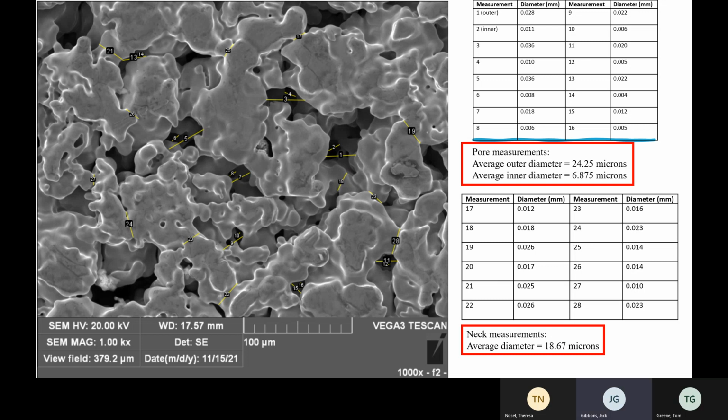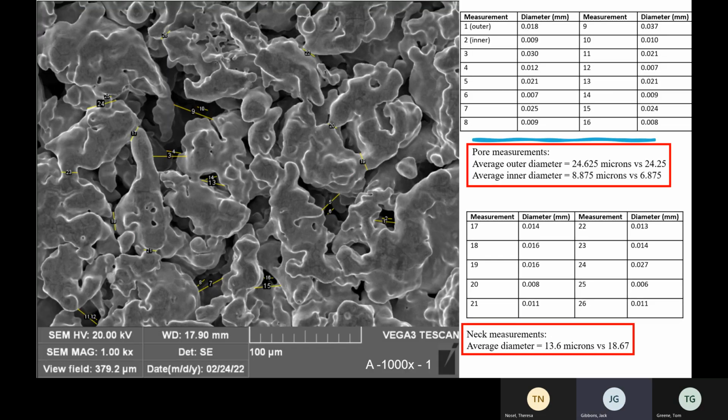Compare that to an undersintered sample at 200 degrees below the control temperature. We had a similar average outer diameter, but the average inner diameter was 2 microns greater than the control, and the necking measurement was significantly less at 13.6 microns versus the 18.67 for the control.